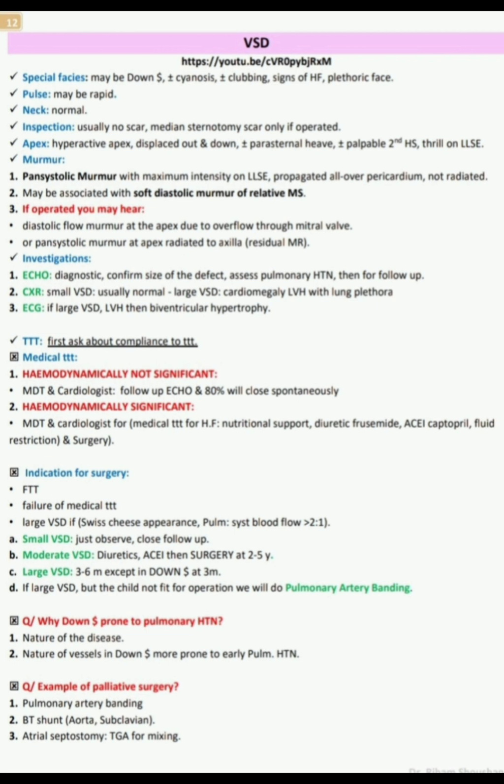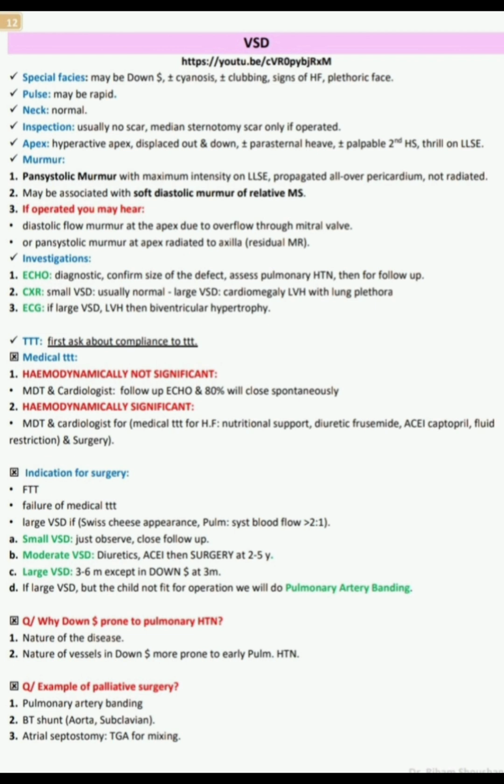Indications for surgery in VSD patients are number 1, failure to thrive, number 2, failure of the medical treatment, and number 3, large VSD with Swiss cheese appearance, pulmonary to systemic blood flow more than 2 to 1. Number A is small VSD: just observe, close follow-up.